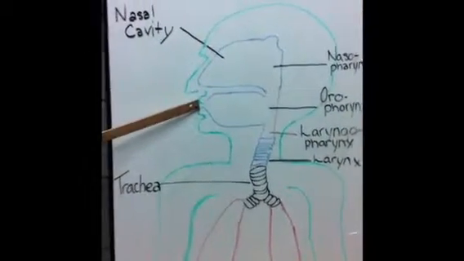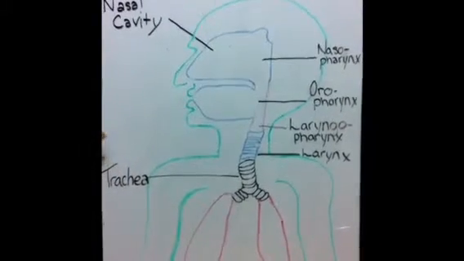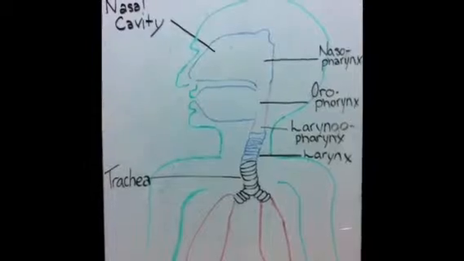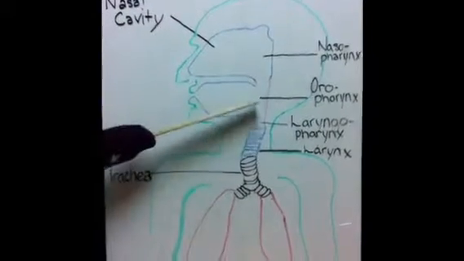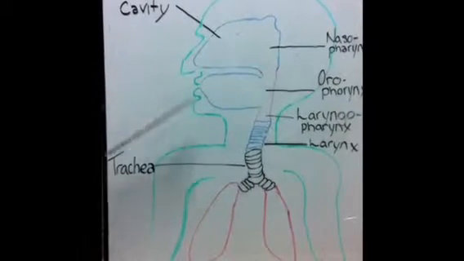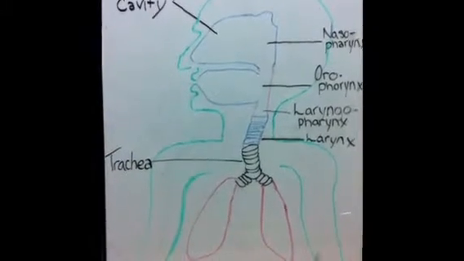It then moves to your pharynx, which is subdivided into three parts, from superior to inferior. The nasopharynx serves only as an airway. The oropharynx passes both swallowed food and inhaled air. And the laryngopharynx is also a passageway for both food and air.